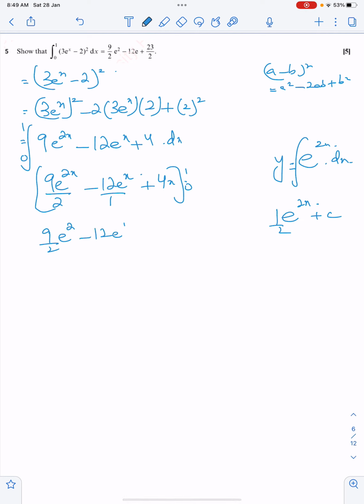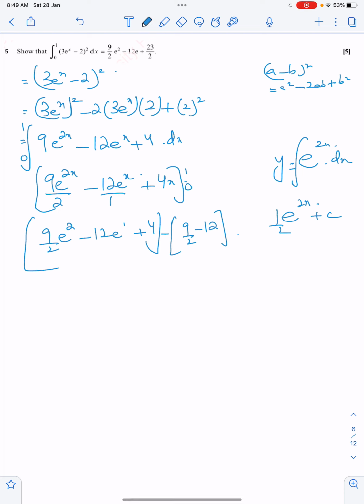Minus 12e^1 plus 4. This is the first bracket. Minus 9 upon 2 e to the power 0. e to the power 0 is actually 1, so I'm writing it as 9 upon 2 only. Minus 12e^0, which is 1, plus 0. 4 into x is 0 only.